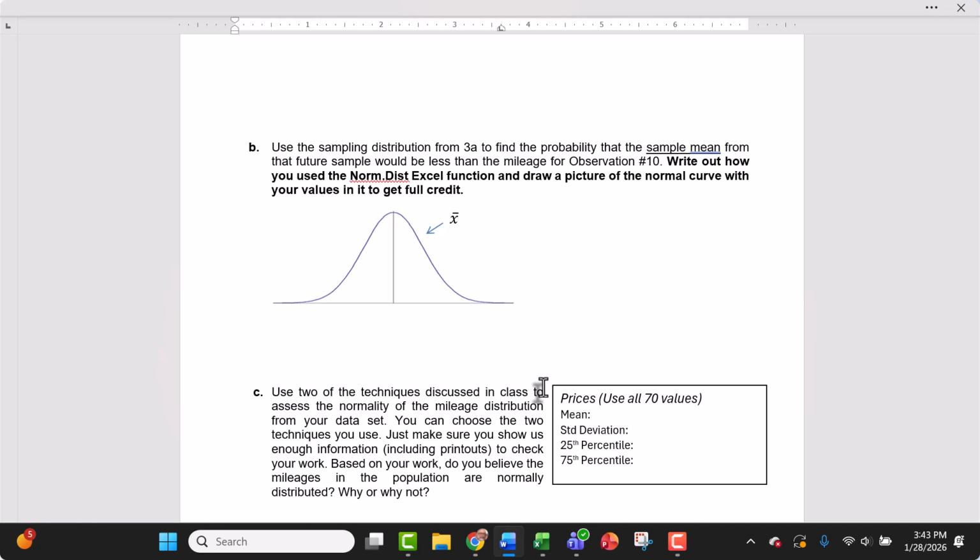So again, using the normal distribution function, you should be able to write out and tell me the value of x that you're using, tell me the mean, tell me the standard deviation. You're going to use true again, but show me the picture, show me the normal distribution function written out, and then give me the answer.